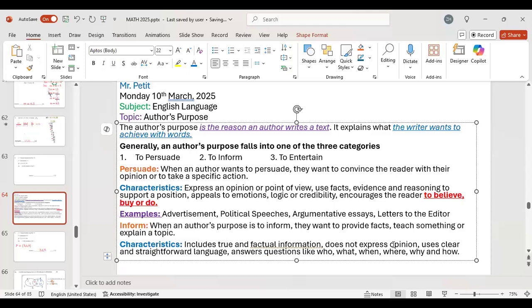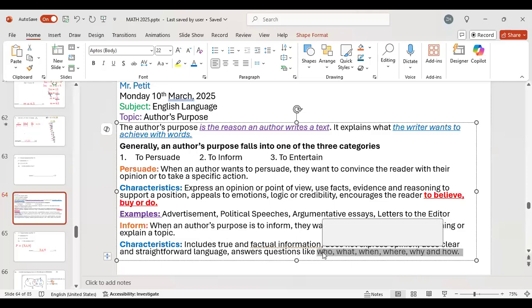Sorry to interrupt you, but you have characteristics twice. Yeah, I noticed that too, but I realized what he's doing. He's saying that's the characteristics of that specific category. Oh, okay, I understand it now. You got it? Yeah. So it's just characteristics of informing. You know, that makes sense?